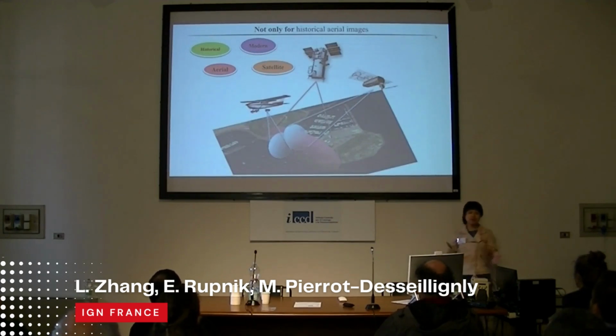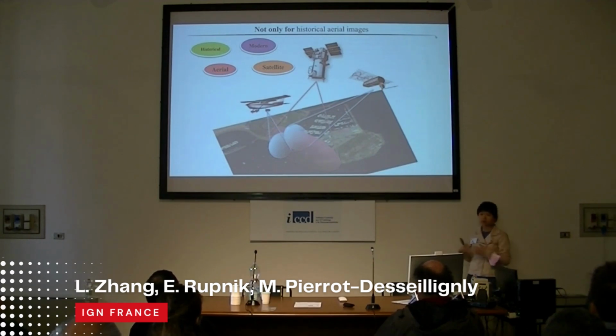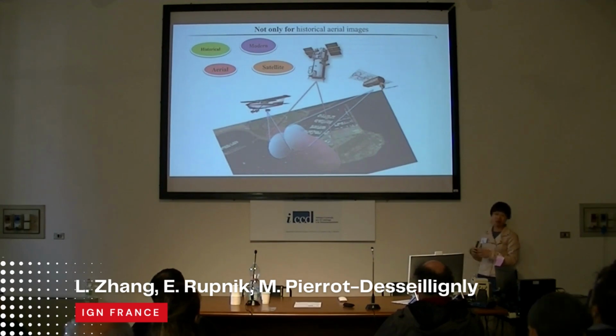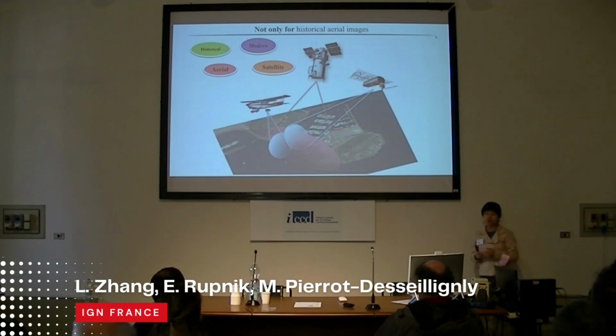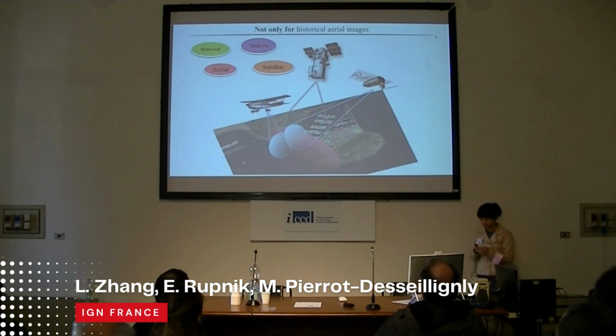At the beginning, we were just interested in matching historical aerial images taken at different times. But it turns out that our method also works on modern aerial images and satellite images, as well as mixed images. This is very practical for georeferencing historical aerial images, because modern aerial and satellite images often come with georeferencing.